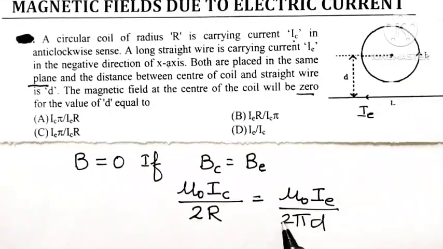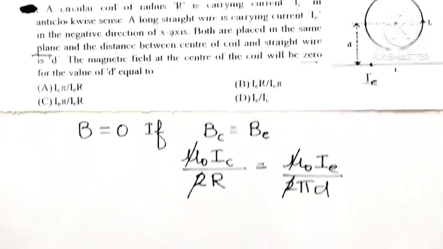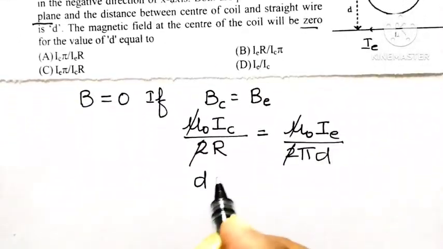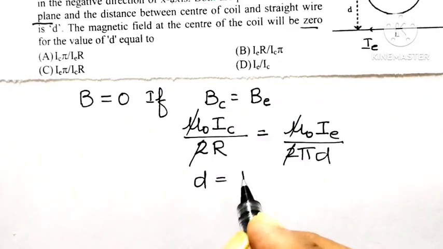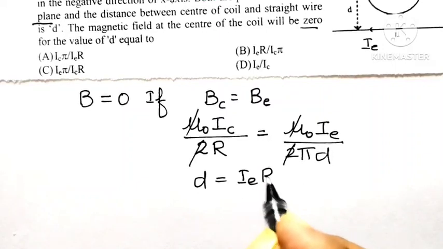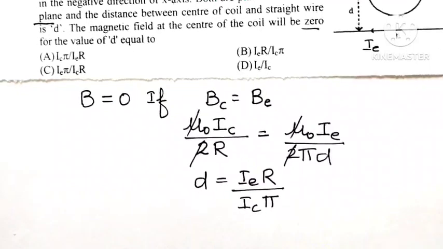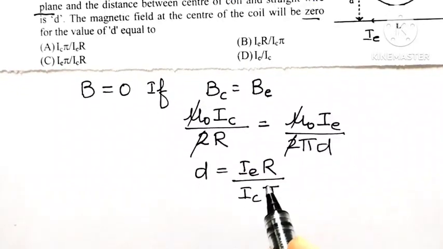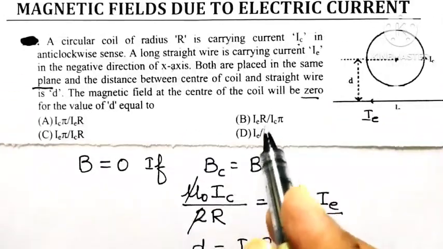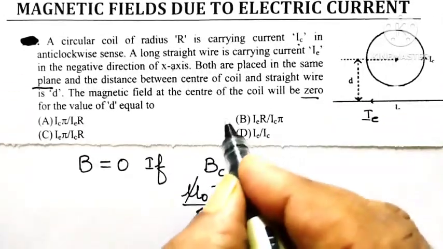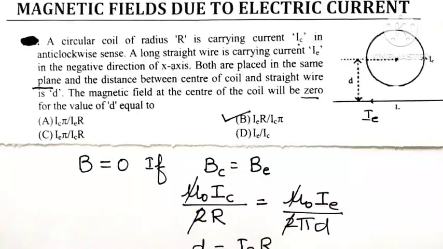So the 2 on both sides gets cancelled, mu 0 on both sides gets cancelled, and taking this D to this side, D is equal to IE into R divided by IC into pi. So option B, IE into R divided by IC into pi, is the correct option for this question.